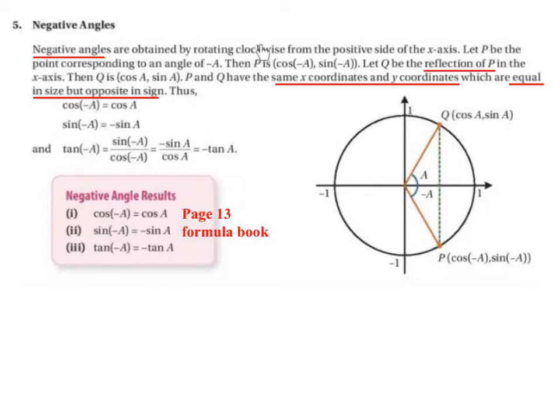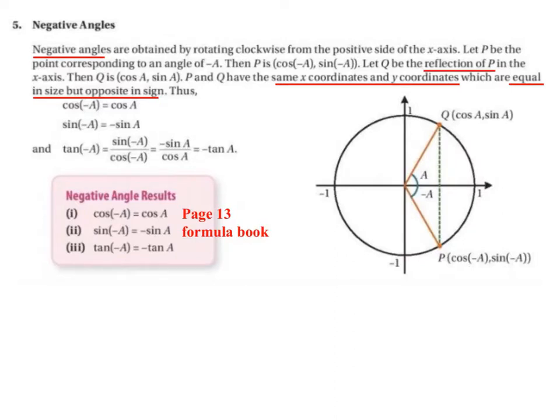Then P is going to be cos of minus A, sine of minus A. So P is cos of minus A, sine of minus A being the angle. Let Q be the reflection of P in the x-axis. So Q is the reflection of P in the x-axis.